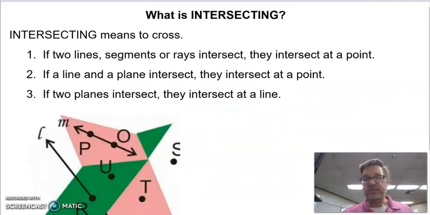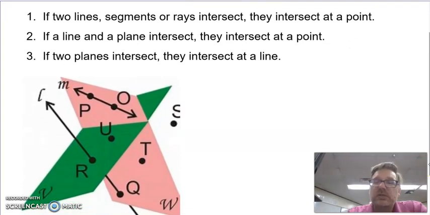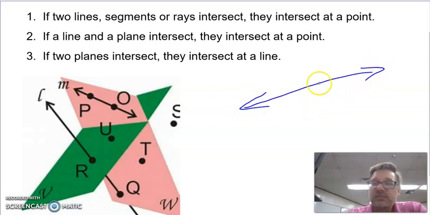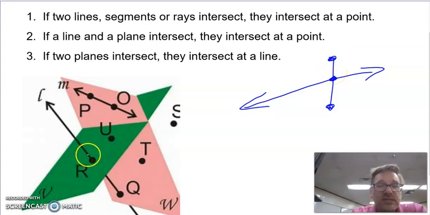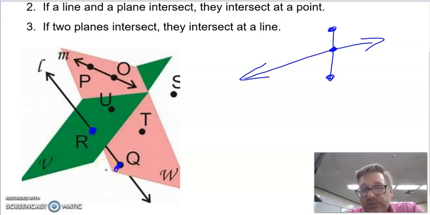Now, intersecting is when our items cross. So if 2 lines cross, or 2 segments cross, or a segment and a ray cross, they always cross at a point. If a plane and a line intersect, they intersect at a point. If you're looking at this diagram right here, line L intersects plane V at R. There's a point. It intersects plane W at Q.